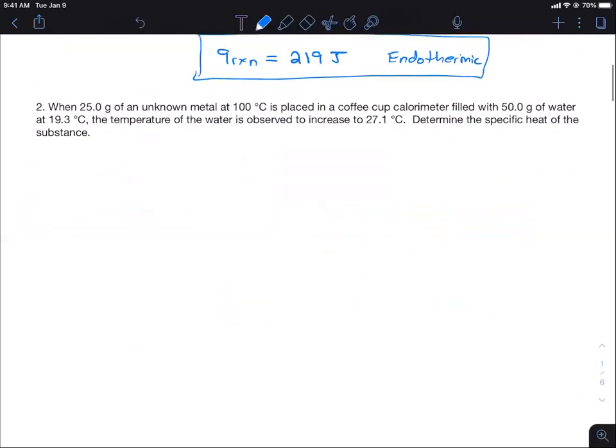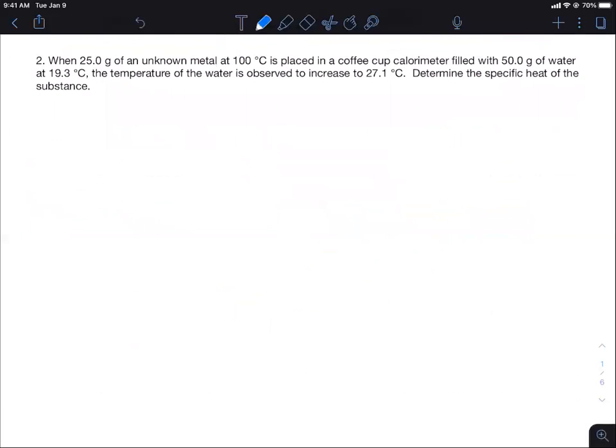So the second question we want to look at has to do with identifying an unknown metal, or really identifying the heat capacity of an unknown metal. Here we're told that we're going to place 25 grams of an unknown metal at 100 degrees in a coffee cup calorimeter. Now we're going to measure the temperature change of that solution, and from that, we have to determine the specific heat of the substance. And we can use that specific heat to then identify the substance.